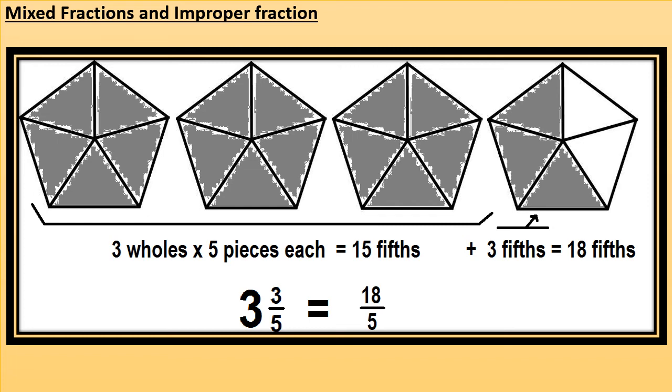Now to get the improper fraction, we know it is the total number of shaded parts upon the number of parts in which the whole is divided. So the total number of shaded parts is 15 plus 3, 18, and the number of parts in which the whole is divided is 5. So 18 by 5 is the improper fraction of this image.